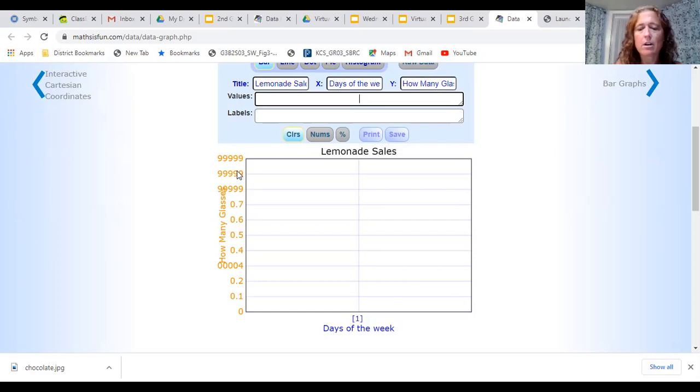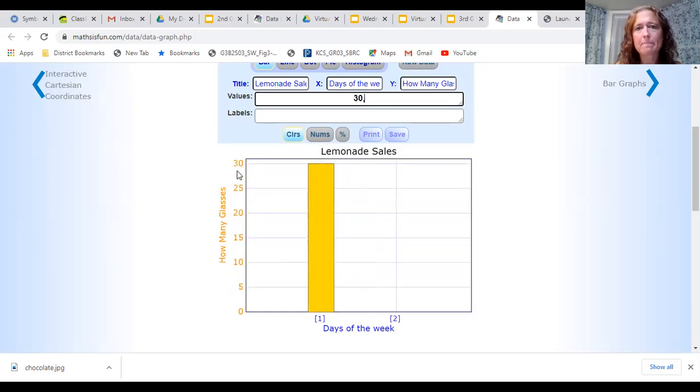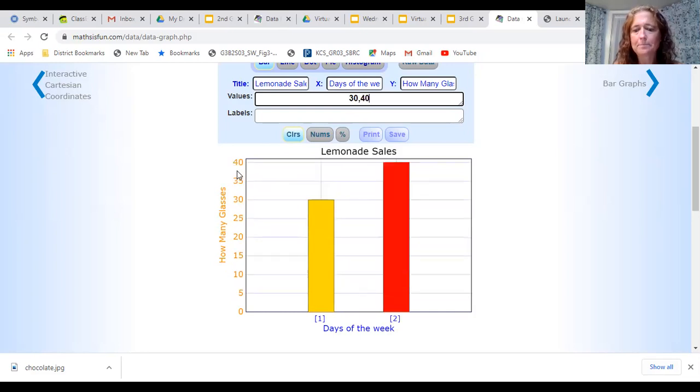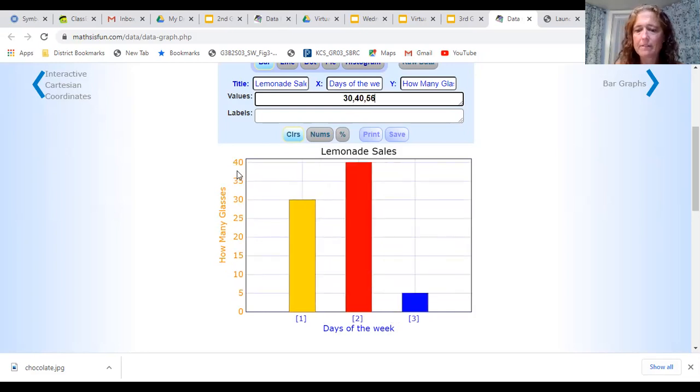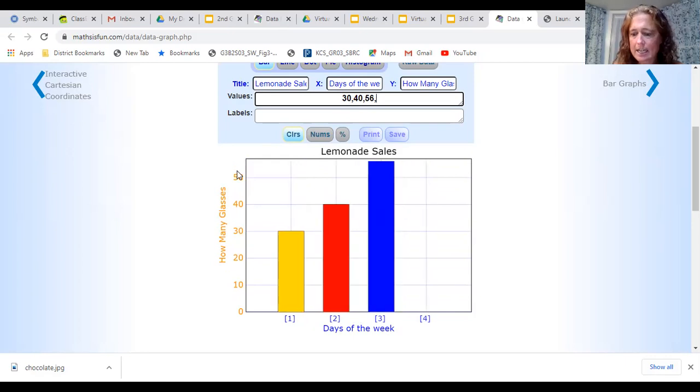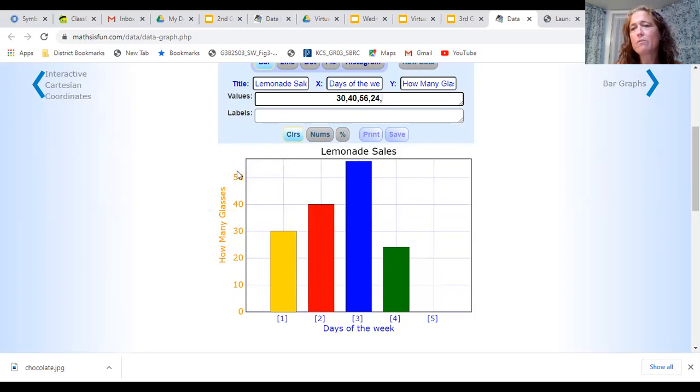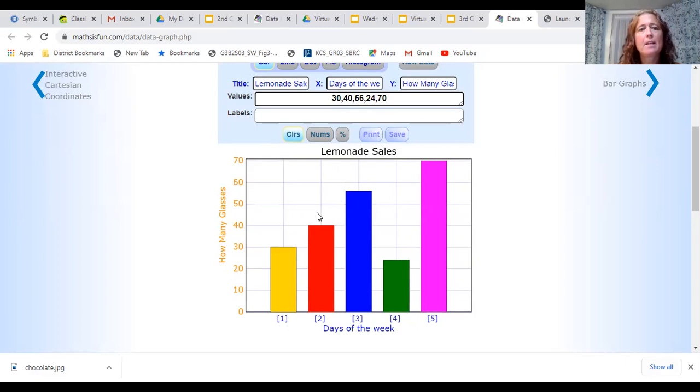So our values are 30, 40, 56, and 24. And then we said on Friday that it went off the charts. Because this really tall one is 56, I'm going to go ahead and say 70 for Friday so that it will go off the chart. So I'm going to put 70 here. And then down here, we have the days of the week, so we need to type those in as our labels.